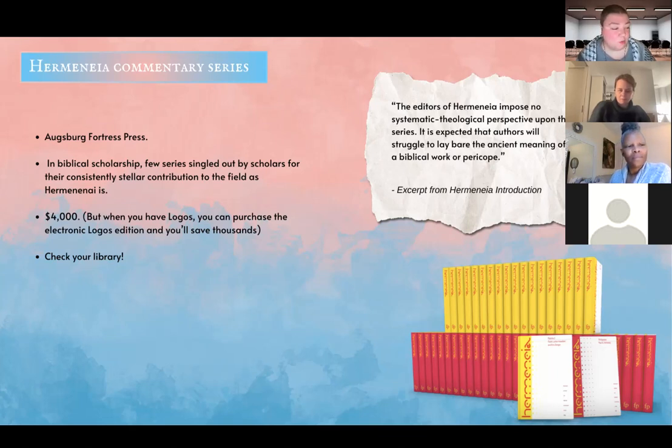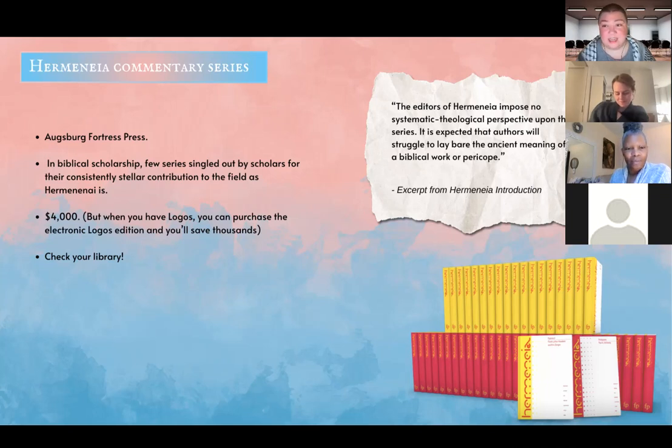The introduction note reads, "The editors of Hermeneia impose no systematic theological perspective upon the series. It is expected that authors will struggle to lay bare the ancient meaning of a biblical work or pericope," meaning those who have worked on translation and the exposition in these haven't been forced into a narrow theological view by the editors, but have been allowed to go where the text may lead. That already makes me fall a little bit in love with this series.